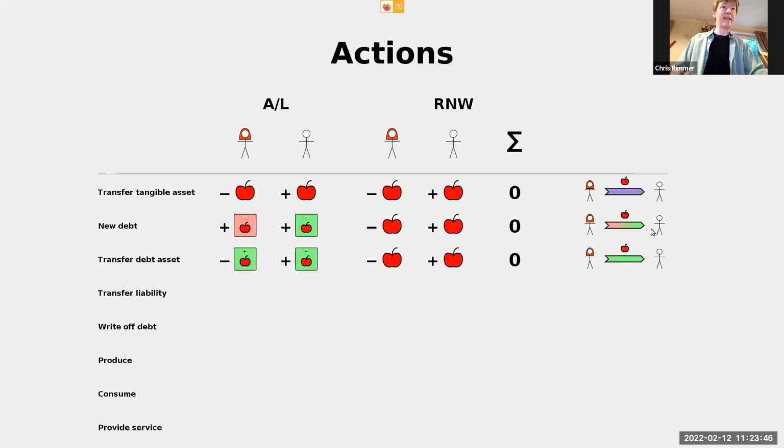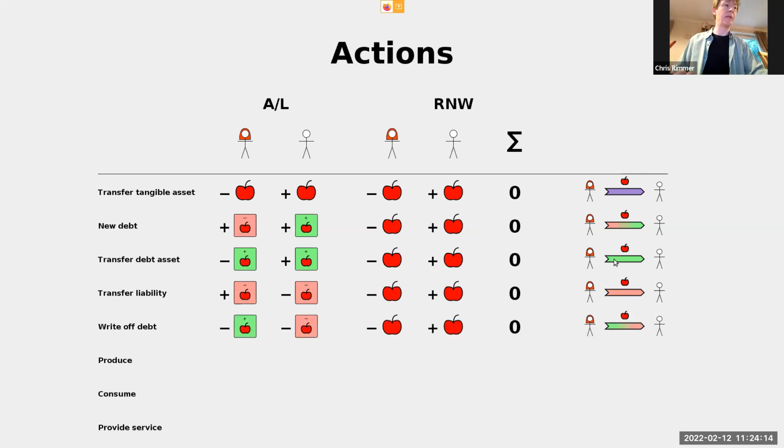Next one, transferring a debt asset. So in this case, somebody owed Alice an apple, and then she gave that IOU to Bob. So this is a decrease in her debt assets and an increase in his. Again, same effect on raw net worth, and again, the sum of 0. And again, we represent that with a green arrow. Here's a transfer of a liability. So this is where, actually, I won't go into that one so much. It's much less common.